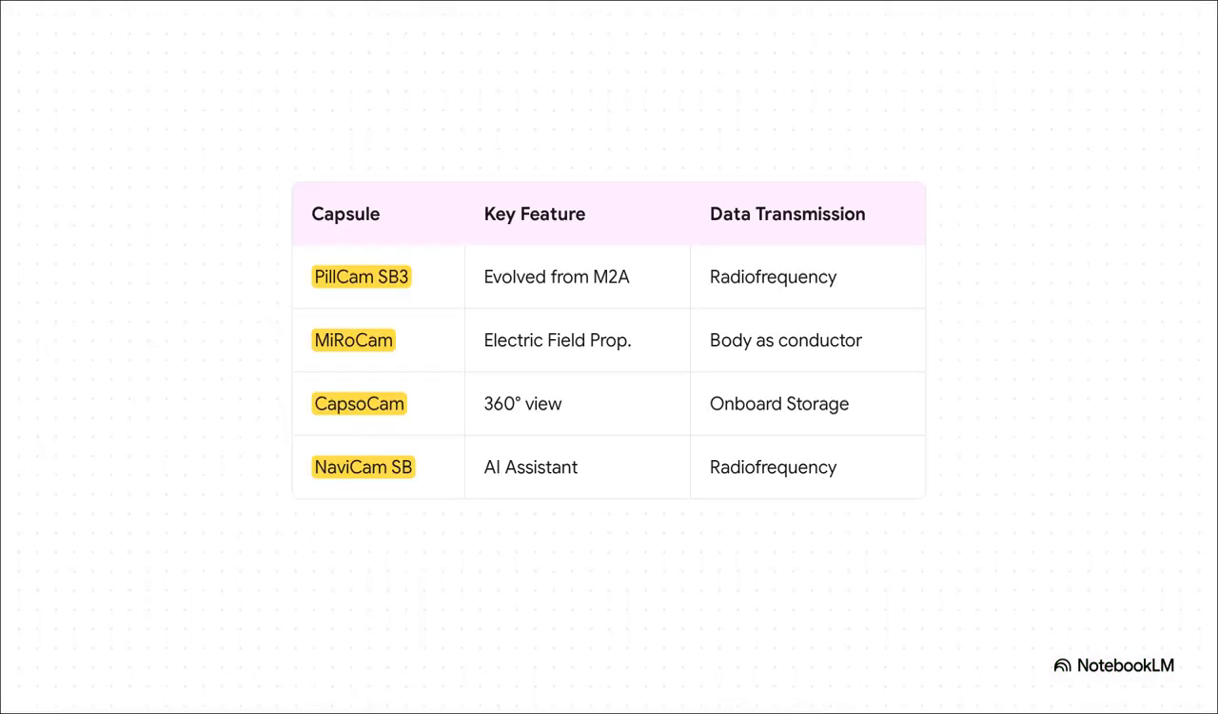Here's a quick look at the main players you'll see in the US. You've got the PillCam, which is kind of the granddaddy of them all, evolved from the original capsule. Then you have some cool innovations, like the CapsoCam. Get this, it has 4 cameras for a full 360-degree view, but the trade-off is you have to retrieve it afterwards. And check out the NaviCam, it's already got an AI assistant built right in.